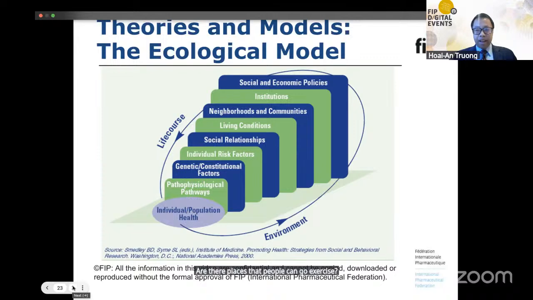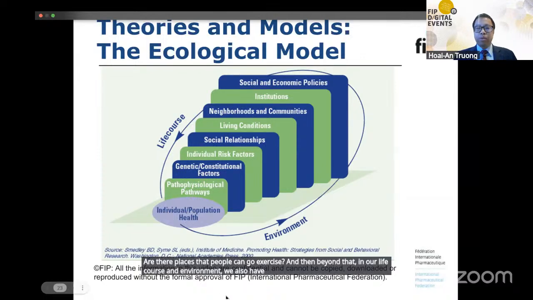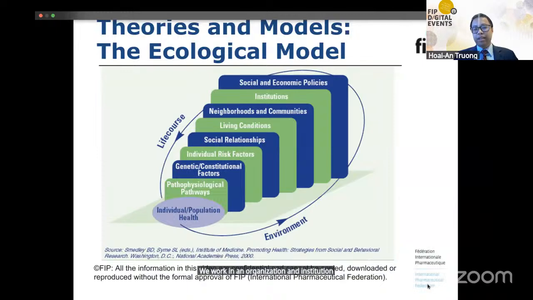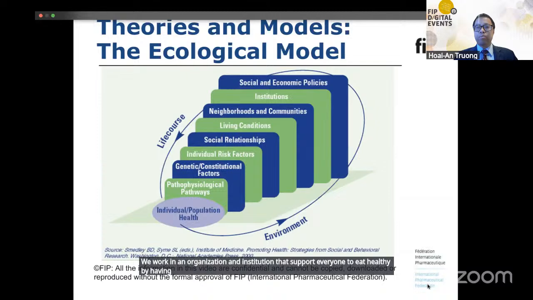And then beyond that, in our life course and environment, we also have institutions and organizations. Where do we work? Do we work in an organization, an institution, that supports everyone to eat healthy by having a cafeteria or place to buy healthy food as opposed to unhealthy food?